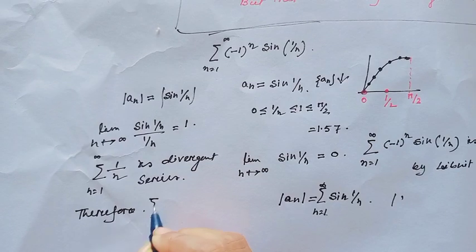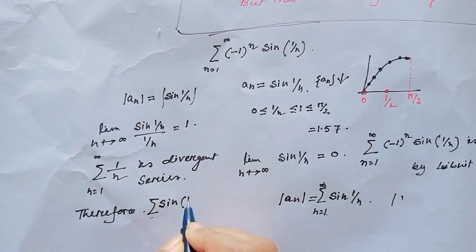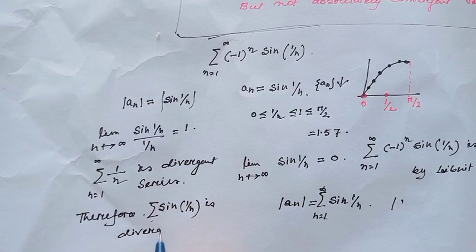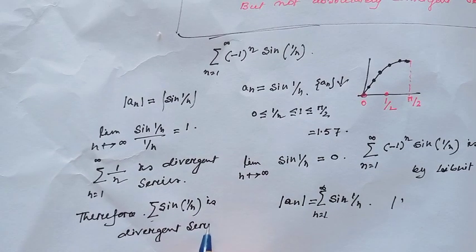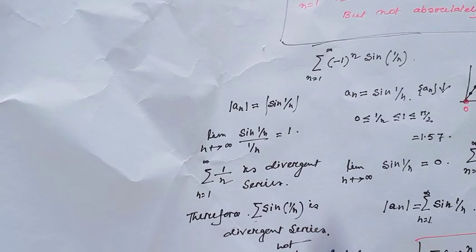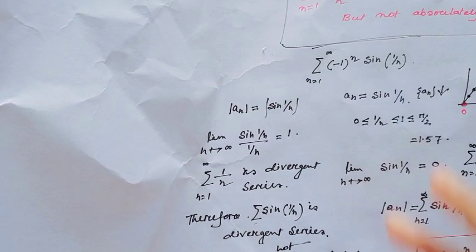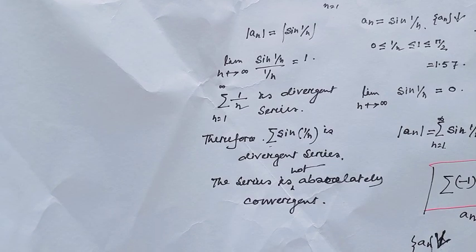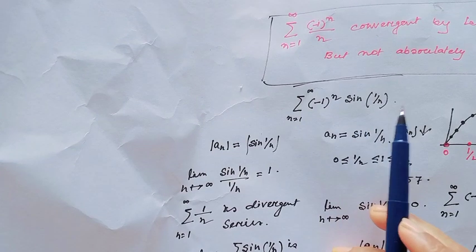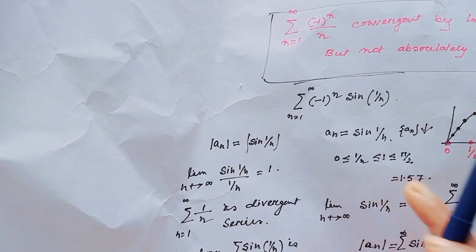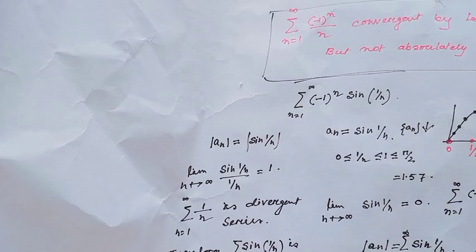we can tell the series sum of sine 1 over n is a divergent series. And since this series is divergent, our given series is not absolutely convergent. Therefore this series is convergent by the Leibniz test, which means it is conditionally convergent but not absolutely convergent.